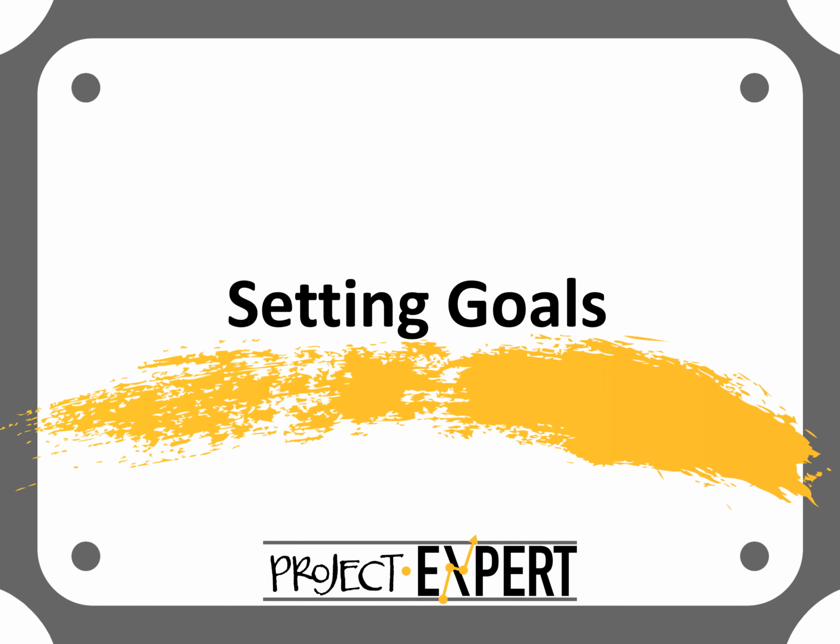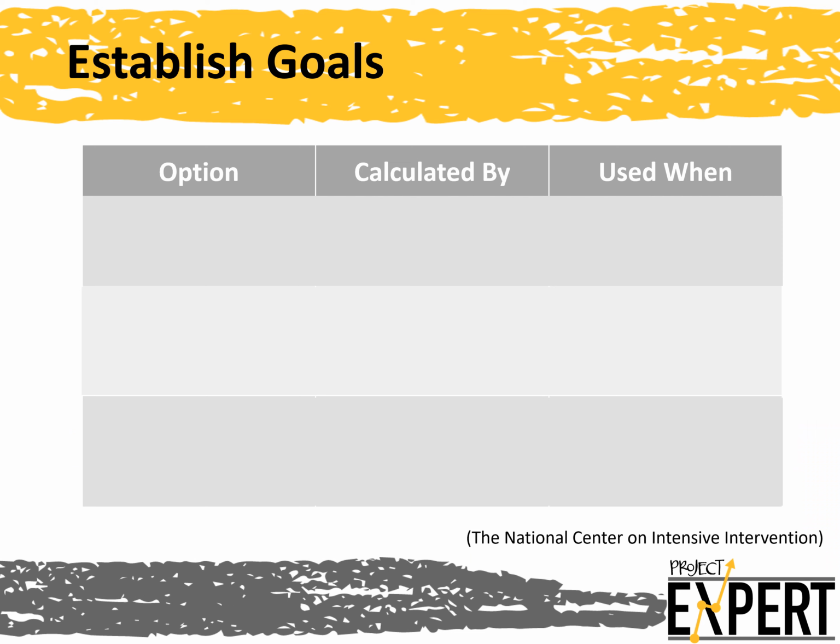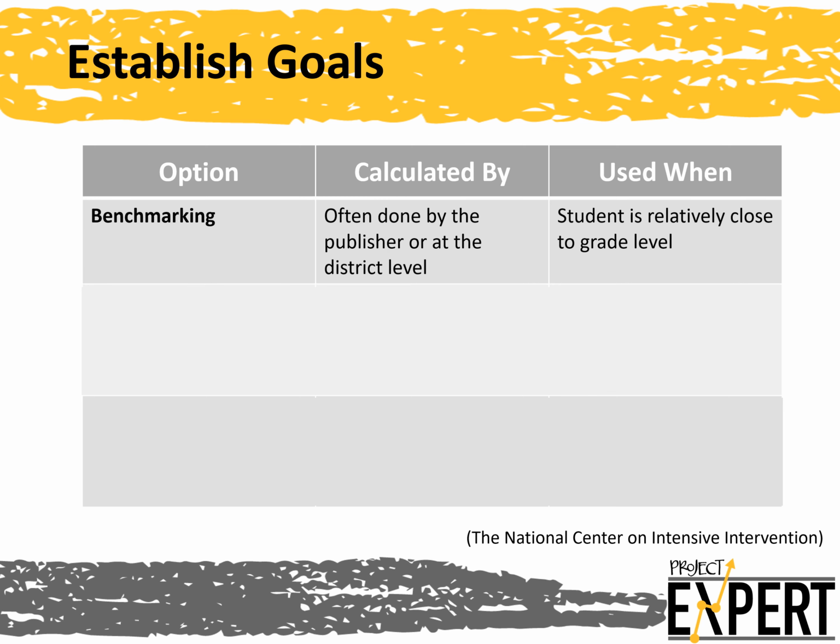So now that we know what goes into a goal, let's talk about how we set the goals. The National Center on Intensive Intervention recommends 3 options for establishing goals. The first is using benchmarks. Publishers and researchers have found critical goals that indicate whether students are on track or not. Or some districts calculate their own based on their entire population of students. Benchmark goals are helpful to aim for most students, but may not be reasonable for students performing far below grade level.